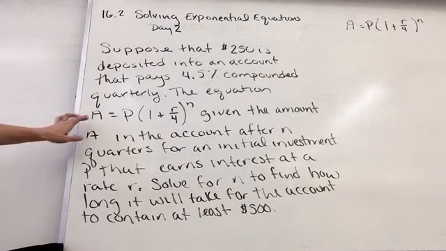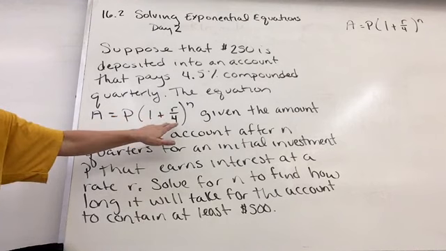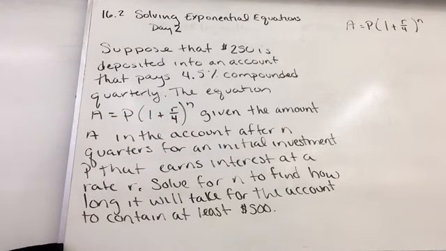The equation A equals P times (1 plus r over 4) to the n gives the amount A in the account after n quarters for an initial investment P that earns an interest rate of r. Our job is to solve for n to find out how long it will take the account to contain at least $500. So we're going to solve it for n.